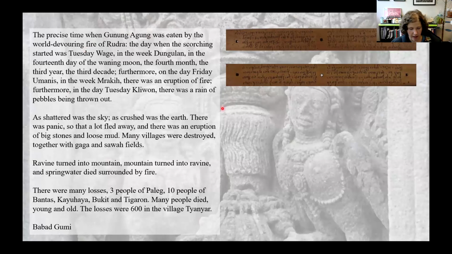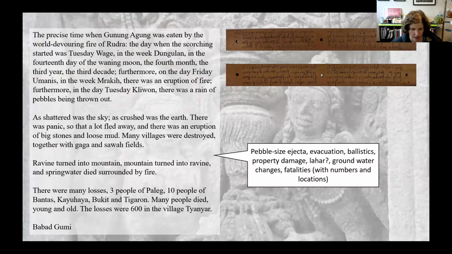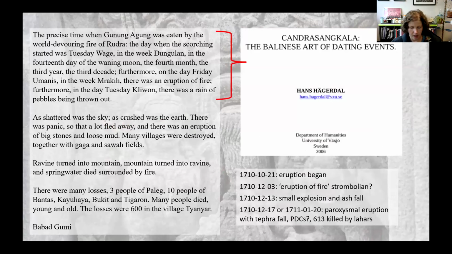So I won't read this out loud, but you can see this first paragraph is all this kind of date information. You know, the fourth month, the third year, the third decade. And there's also a lot of great chronology information in here. It's a little bit disguised in this poetic language. As shattered was the sky, as crushed was the earth. But if you read through this, you see information about pebble-sized ejecta and evacuation, ballistics, property damage, etc. And it turns out there is some really amazing work done to figure out what all of this timing is so that you can put together a chronology.